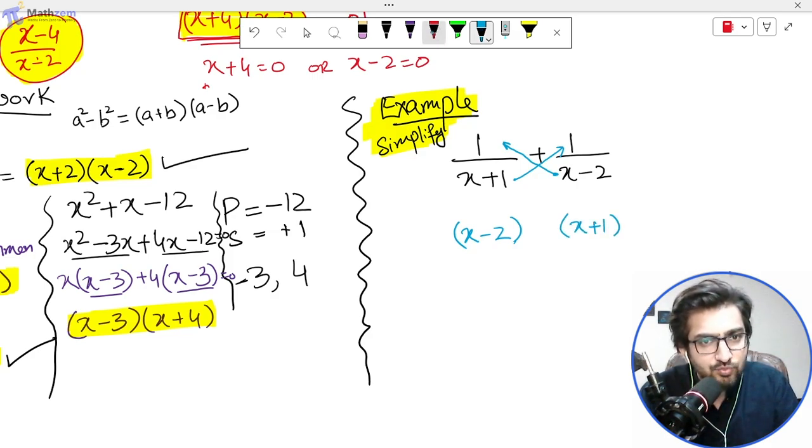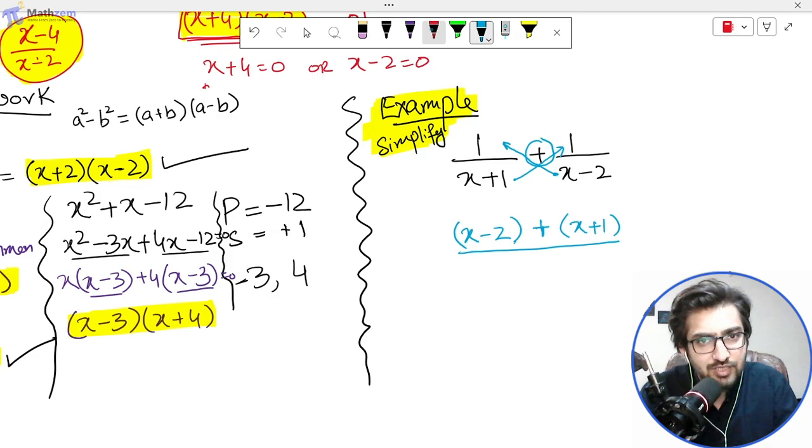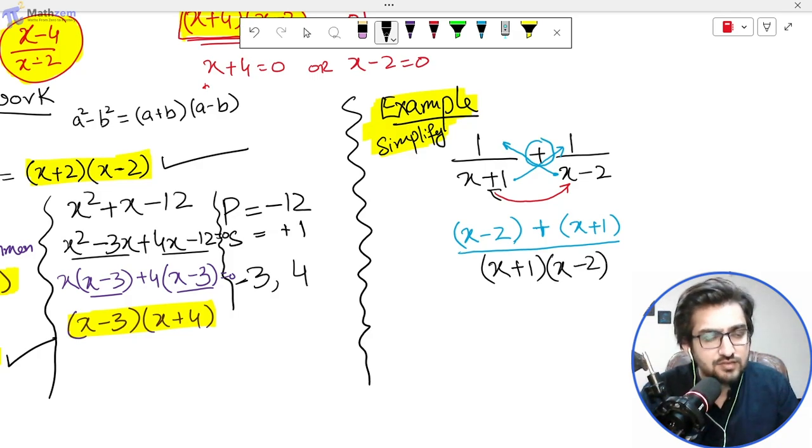Remember, there is plus, you must write plus over here. Okay, so you need to follow that sign. So it's plus there, you must write plus here. If there is minus, you minus. And for denominator, I explained you, if you remember, that you need to multiply these two together and write them in the denominator. So it will become x plus 1 and x minus 2.